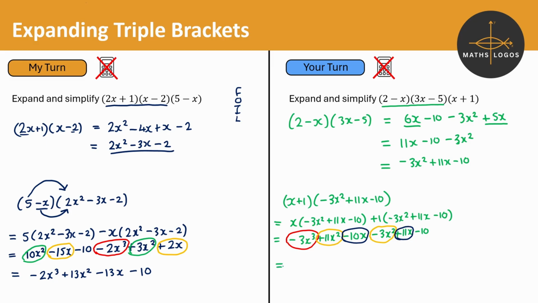Let's rewrite this with the highest power first. So that's the negative 3x cubed term. Of the x squared terms, I've got 11x squared, take away 3x squared, which goes to positive 8x squared. Negative 10x add 11x gives me positive x, take away 10 on the end. That's the answer you should have got.